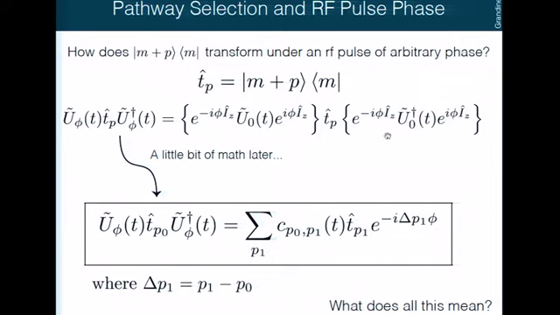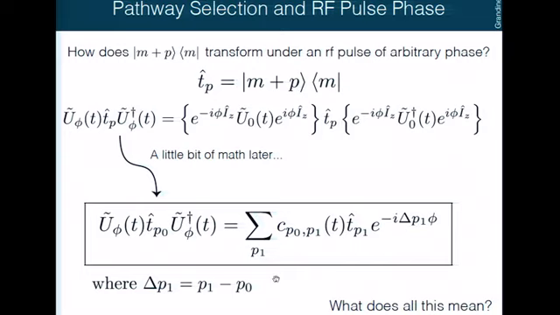You expand it all out, do a little bit of math, and what you end up with is this result here. Now, don't worry if you don't fully understand this. I'll simplify this. But it just means that if you start out with a transition of P0, then a pulse is going to split you off to a whole bunch of other transitions with different P values. And each transition that it split you off to is going to be modulated by a phase of delta P times the phase of the pulse that did that.